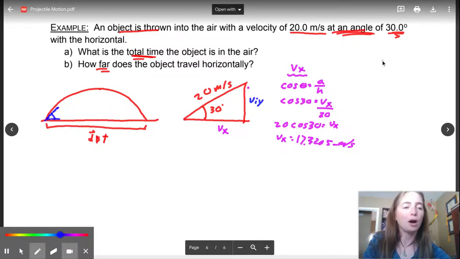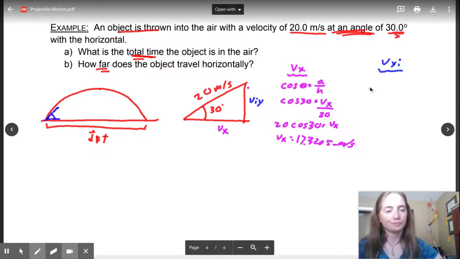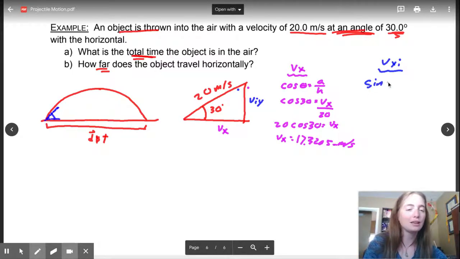Now we're going to do the Vy. Now it's ViY, it doesn't matter. Okay. So we are now not going to be using cosine, we're going to be using sine. We're trying to find this guy. It's opposite to 30, and here is our hypotenuse of 20. So your sine of theta is equal to your opposite over hypotenuse, and your sine of 30 is going to equal your ViY divided by your hypotenuse of 20.